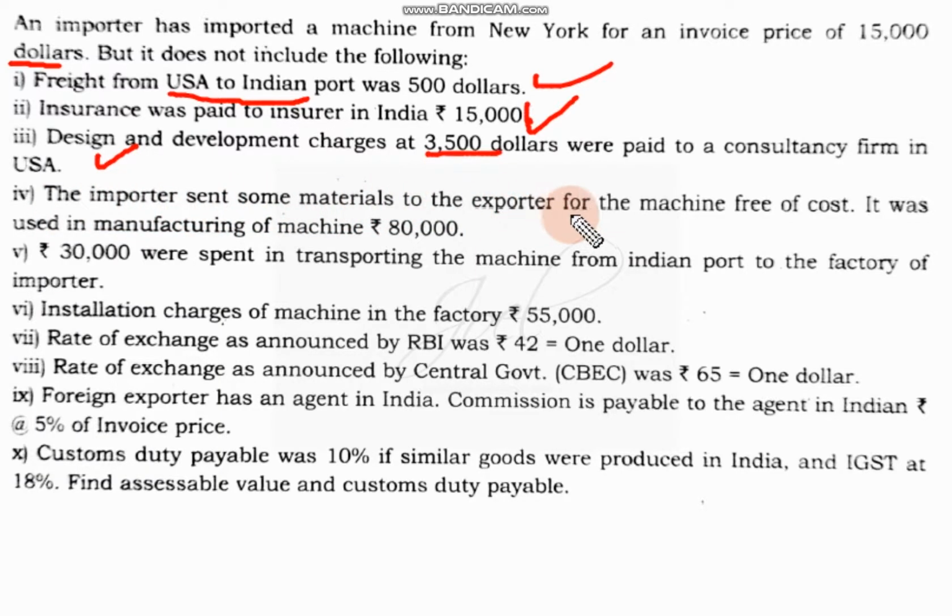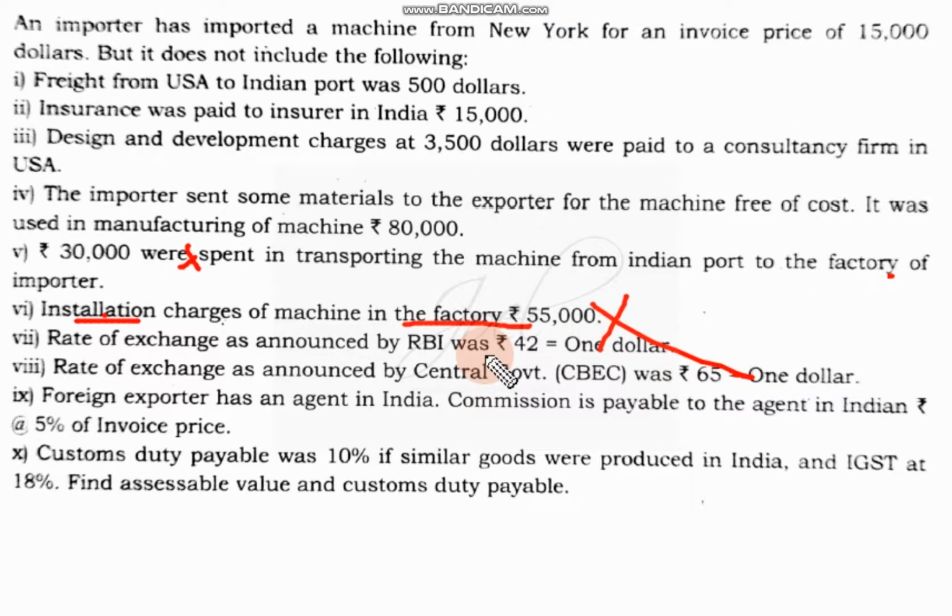Importer sent some materials to the exporter free of cost, this is also eligible, we are supposed to add it. 30,000 was spent for transporting the machine from Indian port to the factory. That means this expense is completely incurred in India, so it won't come in our calculation. Next, installation charges of the machinery in the factory also won't come, because after importing to India and paying taxes, the product comes to the factory and we pay the money, so that item is also not included.